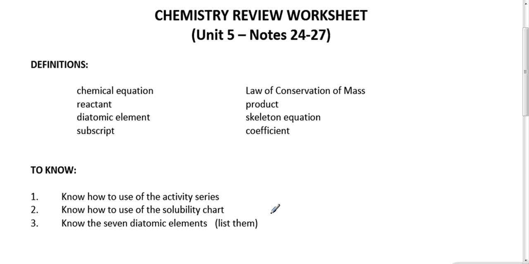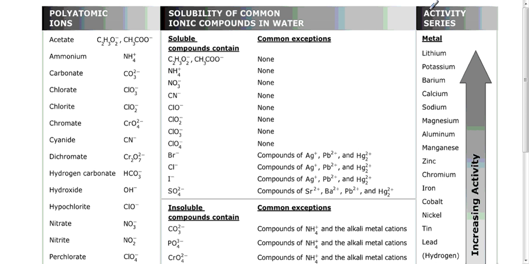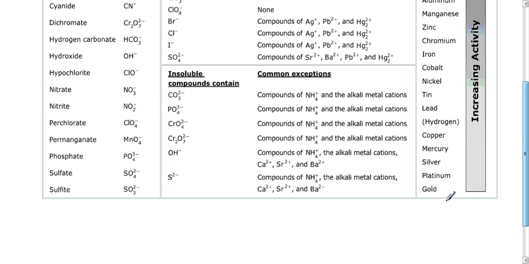Okay, for our Unit 5 test, there are a few reference materials we'll have to know how to use. We have our activity series for the metals right over here. And it shows the increasing activity traveling up. So these are going to be your strongest elements here at the top. And then down here at the bottom is where you're going to find the weakest elements.